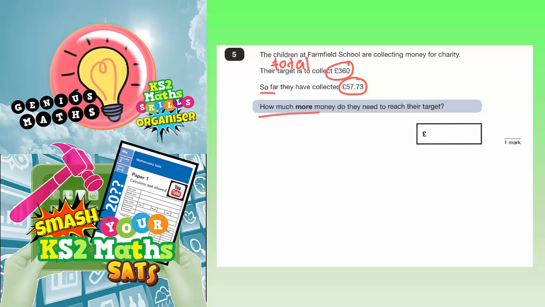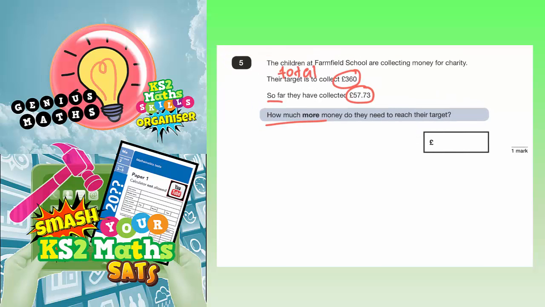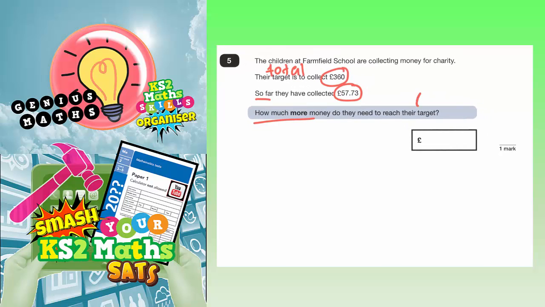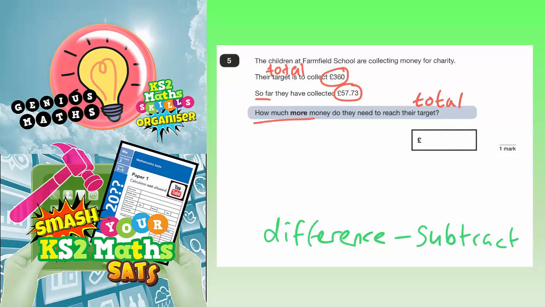So in other words, how much more money do they need to reach their total? Because don't forget, the word target is just another word for the total that they're trying to get to. So what we need to do here is find the difference between 360 and £57.73. And any time you find the difference between two numbers, you are basically subtracting the smaller one away from the larger one. Or another way of saying that is start with the larger one and subtract the smaller one.